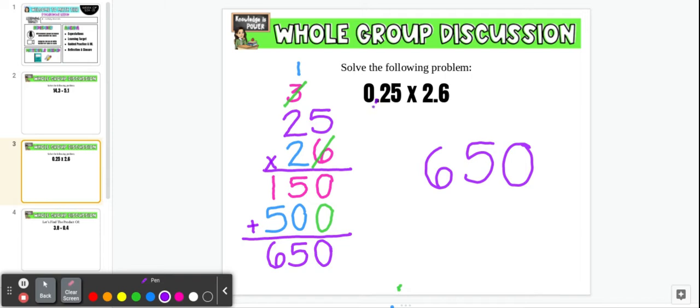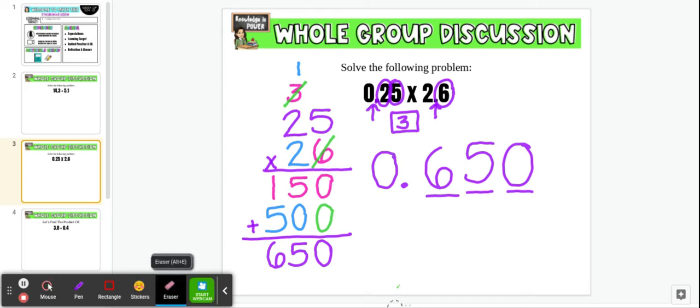So this time, here's my decimal. I have 2 digits in this number, and I have 1 here. So total, I have 1, 2, 3. So I start at the end of my problem and I count in 1, 2, 3, and I put my decimal. In a problem like this, I would probably add a 0 here just so we can easily see the decimal, but your answer is 0 and 650 thousandths for this problem.